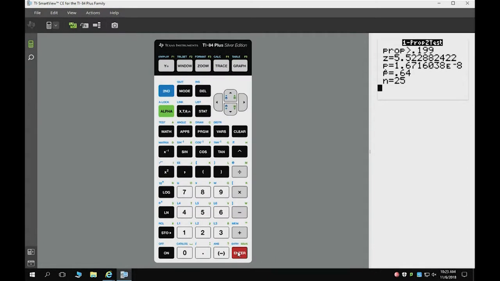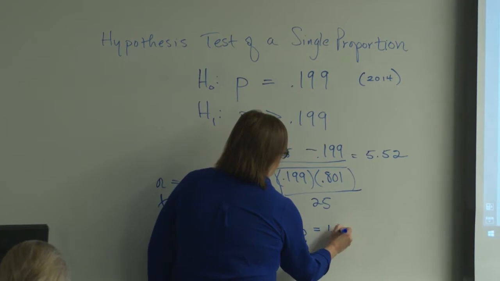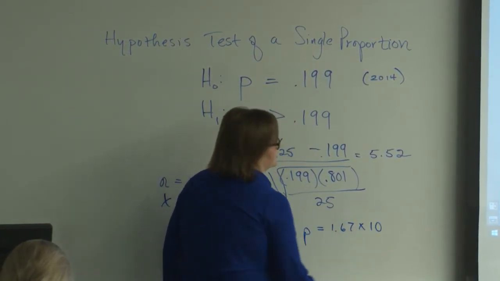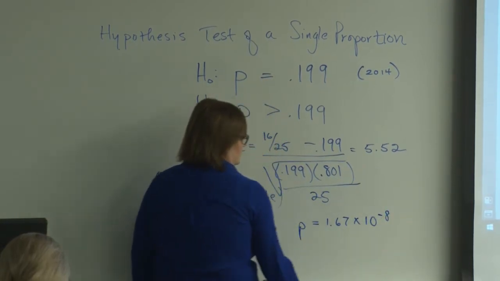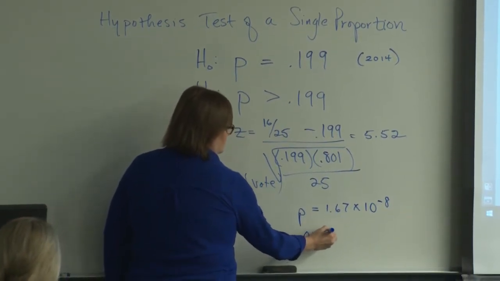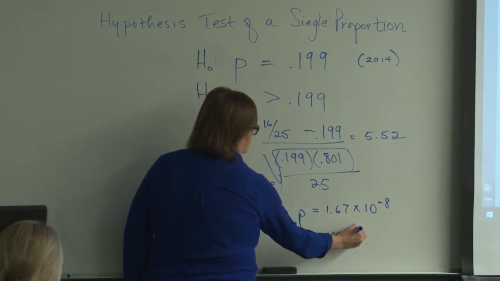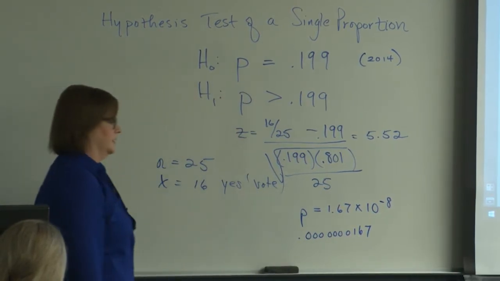If you're wondering how close to 0 it was, it tells me it's 1.67 times 10 to the what? -8, yeah. So 7 zeros and a 167. Yeah, we can call that 0.